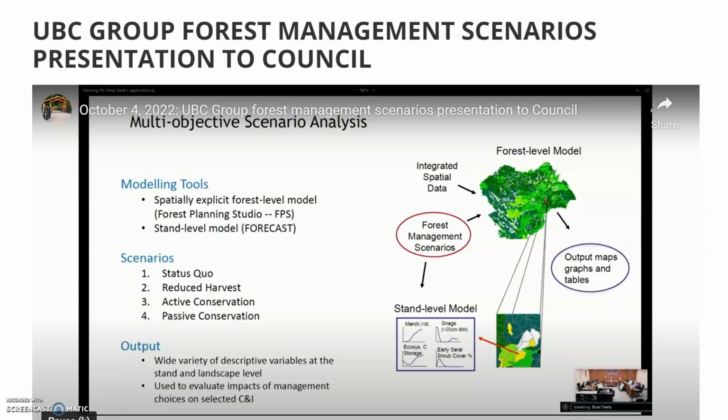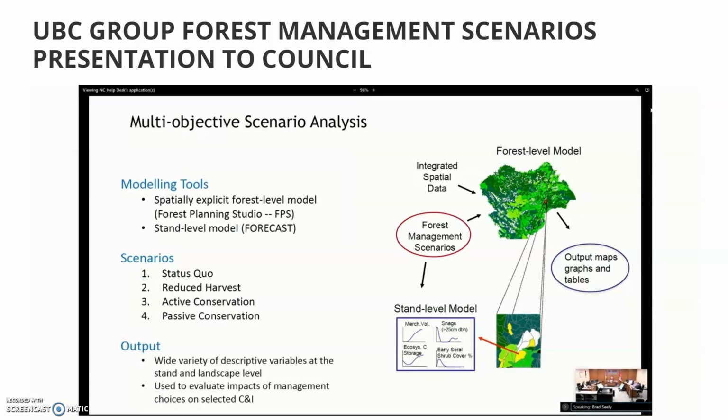So the scenarios then, I'll describe these in more detail in a minute, but basically these are the 4 scenarios: the status quo, a reduced harvest scenario, an active conservation scenario, and a passive conservation scenario. You can think of scenarios 1 and 4 as kind of bookend scenarios, where scenario 1 would be kind of the most harvesting, and scenario 2 would be no harvesting. Or sorry, scenario 4 would be no harvesting.